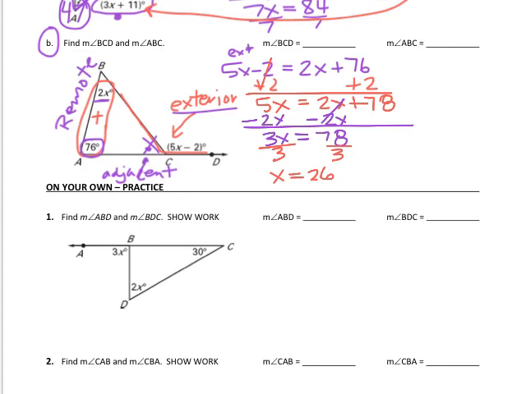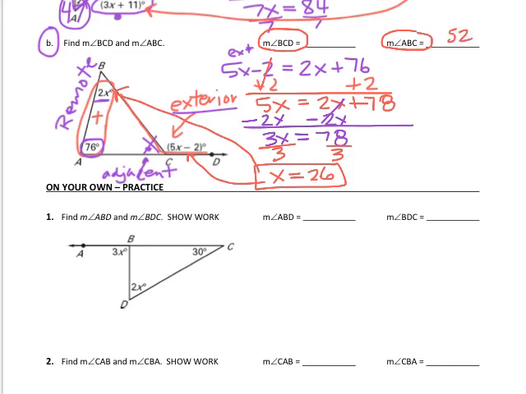And now I just have to plug this back in because my ultimate question was, what is the measure of angle BCD and what is the measure of angle ABC? So I need to plug back in x equals 26 to this, and I also need to plug it in to this expression. So 2 times x is just going to be 52. And then when I plug x in for 5x minus 2, my 5 times 26 minus 2, that ends up being 128 degrees.